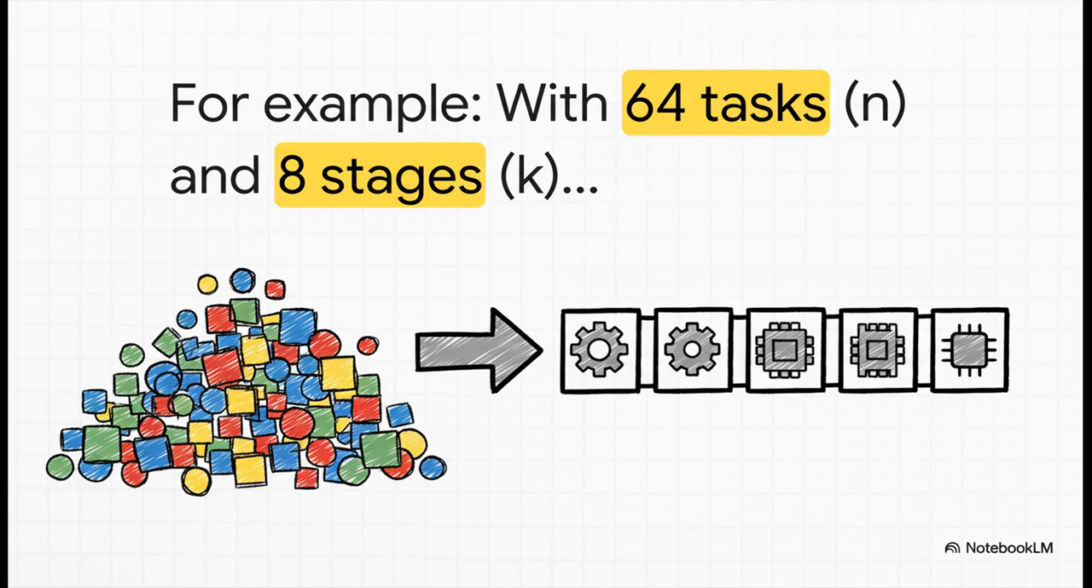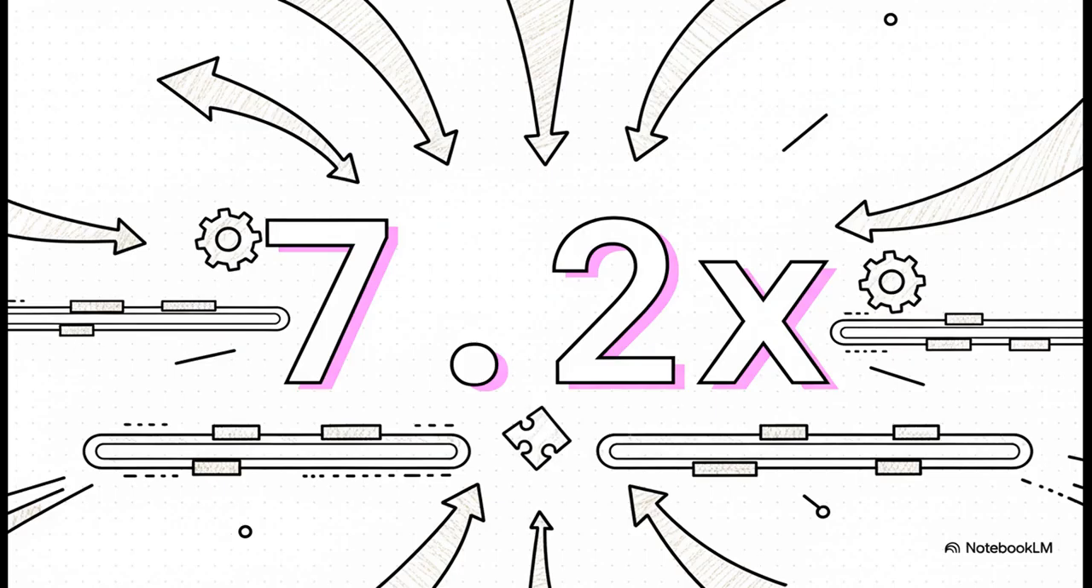Okay, let's make this concrete. Say we need to process 64 different tasks. That's our N. And we're using a CPU that is an 8-stage pipeline. That's our K. You run those numbers through the formula, and what do you get? A 7.2 times speed up. That is a massive, massive gain. And remember, we didn't make the chip itself any faster. We just organized the work in a much, much smarter way.